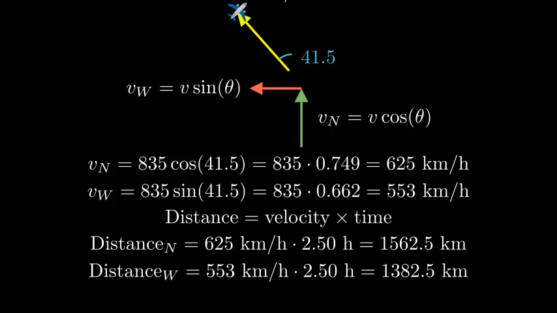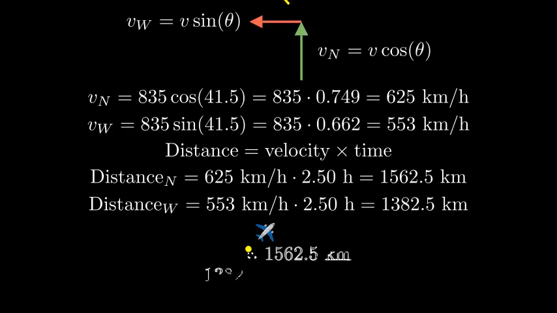1,382.5 kilometers west. Let's visualize the final position of the plane. After 2.5 hours, the plane has traveled 1,562.5 kilometers north and 1,382.5 kilometers west from its starting position.